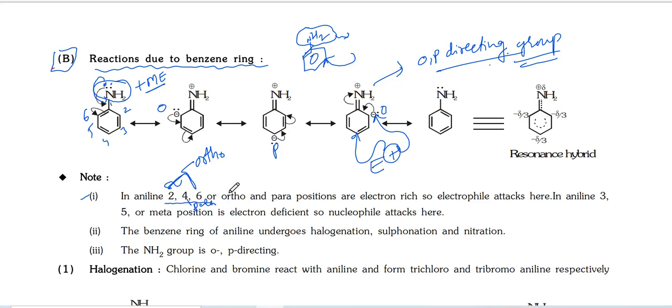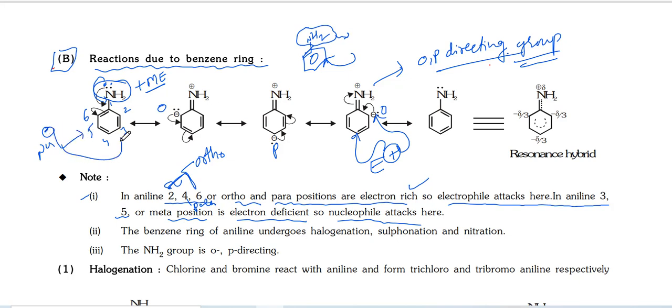In aniline, the 2, 4, 6 ortho and para positions are electron rich. So the electrophile attacks here. In aniline, the third and fifth or meta positions are electron deficient. If a nucleophile is there, where will it attack? Wherever there is less electron density, so the possibilities are the third and fifth positions. The electrophile will attack at the 2, 4, 6 positions. Next, the benzene ring of aniline undergoes halogenation, sulfonation and nitration. The NH2 group is an ortho para directing group.